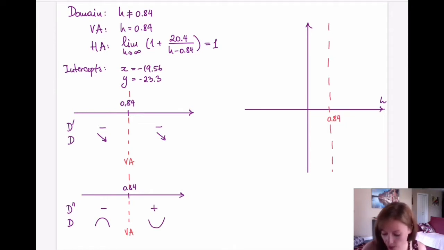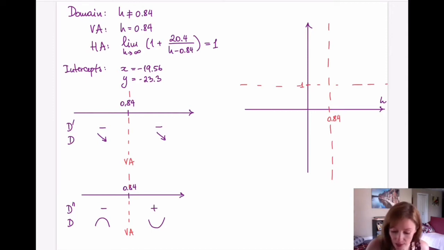Remember that vertical asymptotes actually cannot get crossed, so this already immediately divides my region sort of into two pieces. I also know that this function has a horizontal asymptote at 1. So I'm going to put my horizontal asymptote here at 1. Remember that horizontal asymptotes can get crossed as long as they eventually get approached by the function.